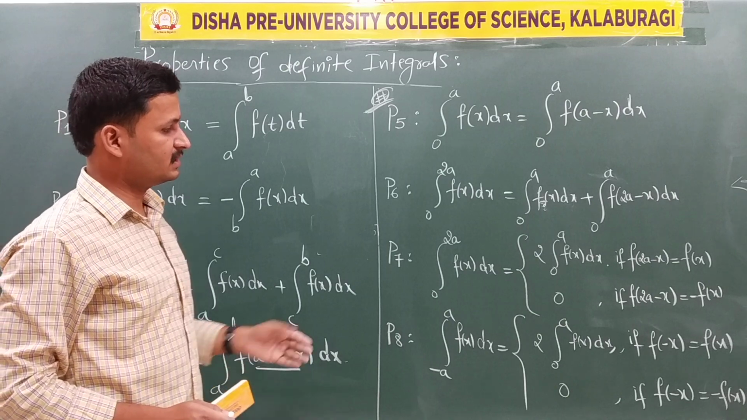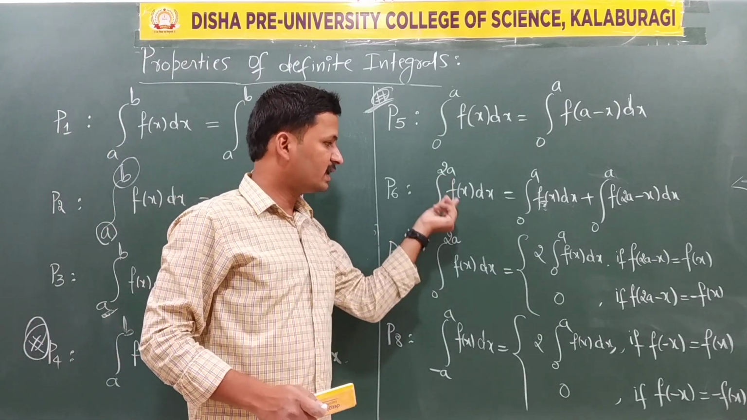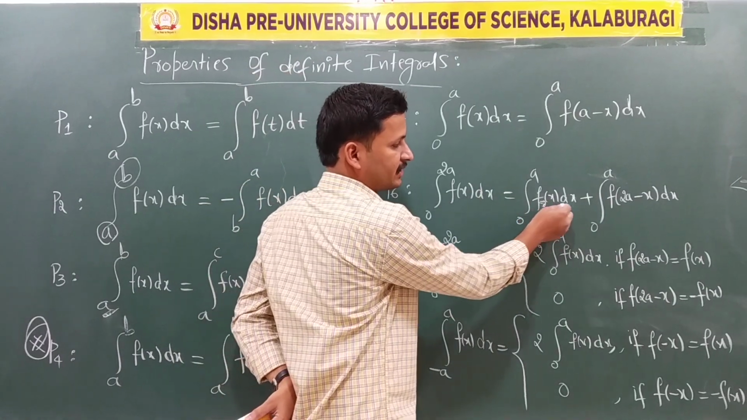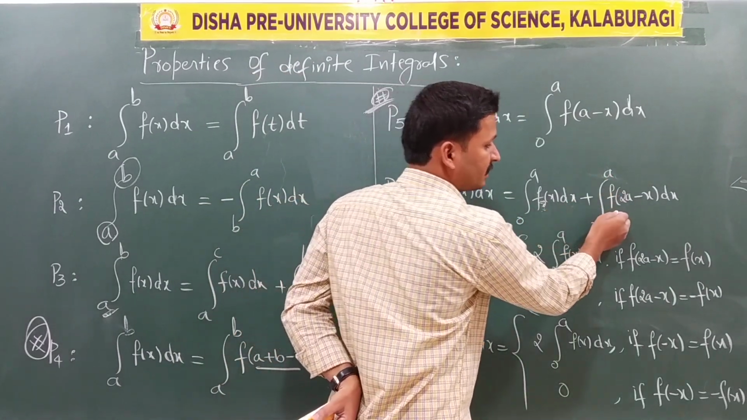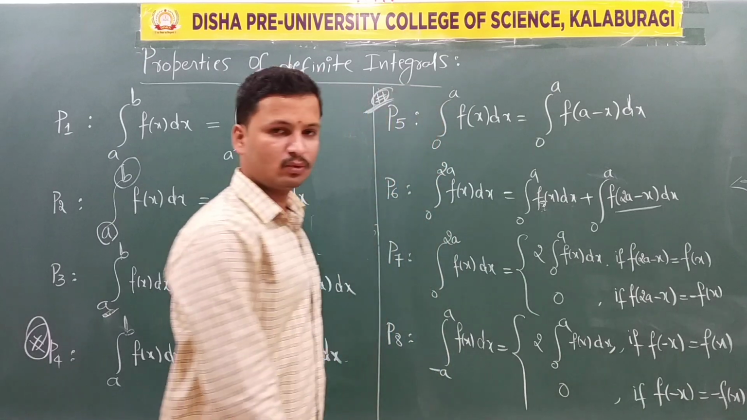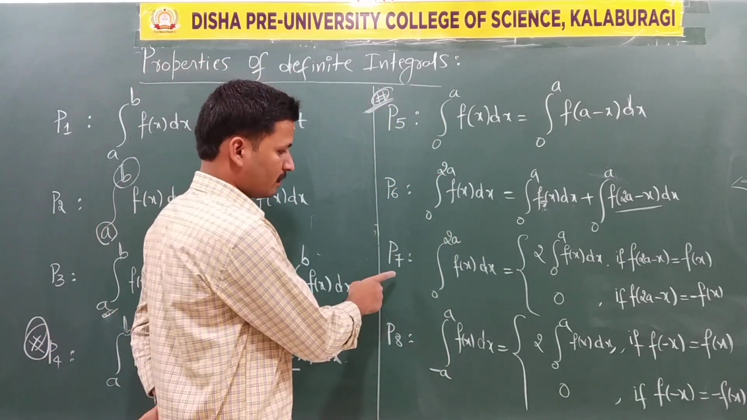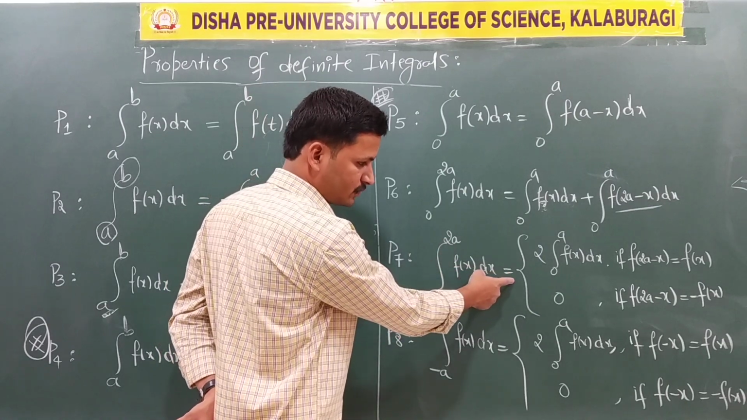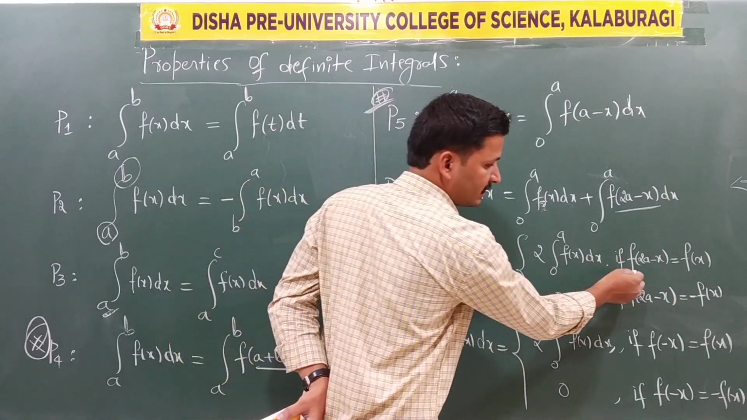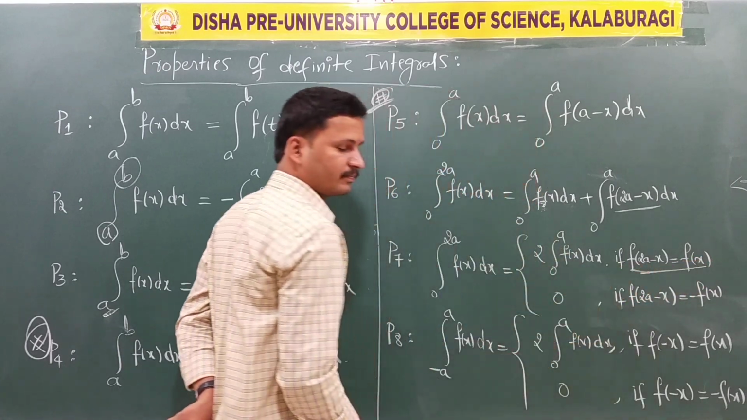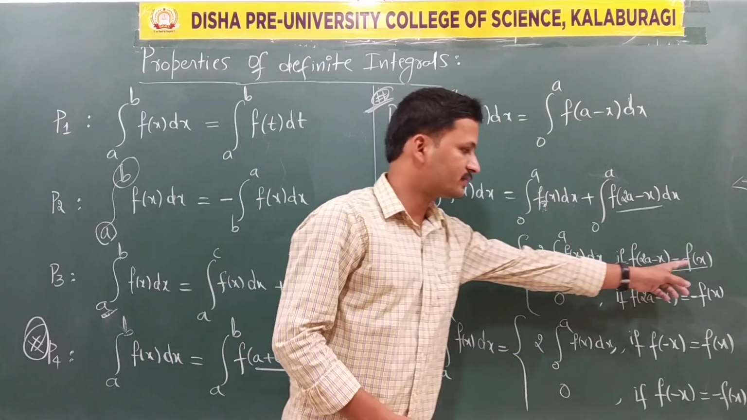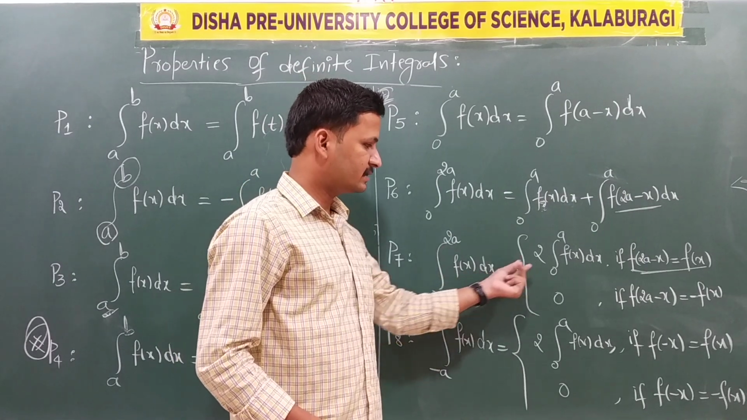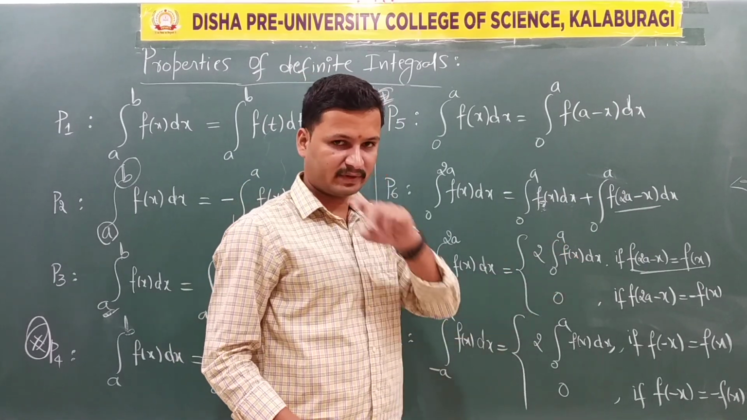Next, property number 6. Integration from 0 to 2a f of x into dx, which can be written as 0 to a f of x into dx plus 0 to a f of 2a minus x into dx. Next, property number 7, 0 to 2a f of x into dx, which is equals to, if f of 2a minus x is equals to f of x, then integration from 0 to 2a f of x dx is 2 times of 0 to a f of x dx.